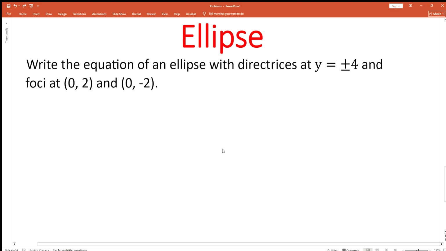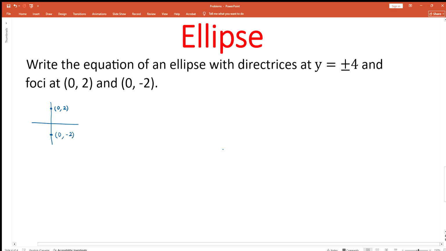The first step is to identify whether this ellipse is taller than wider or wider than taller. For that, we'll use the given foci points. We should plot these foci points. One of these foci is at (0, 2), which is on the y-axis above the x-axis. And the other one is at (0, -2), which is below the x-axis on the y-axis.